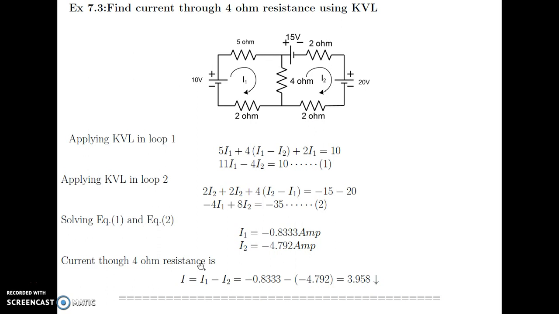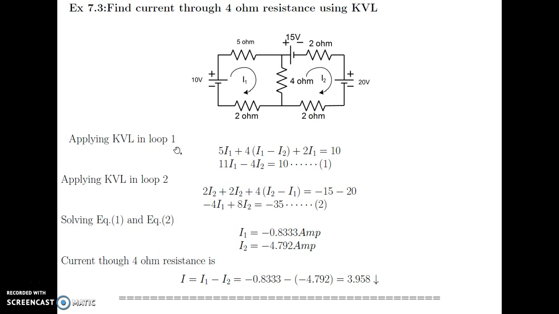Hello everyone. Let's see an example based on Kirchhoff's law. Find the current through this 4 ohm resistance. We have to find the current through this 4 ohm resistance using KVL, and the loop currents are already mentioned. So this is loop 1 and loop 2.